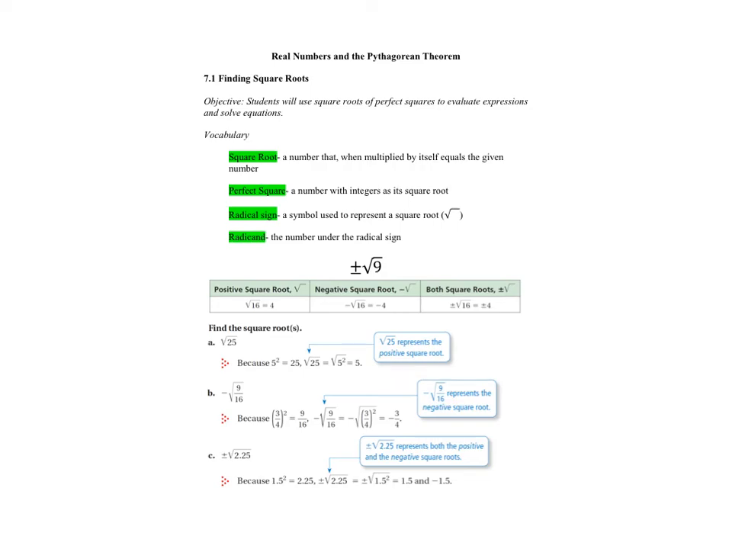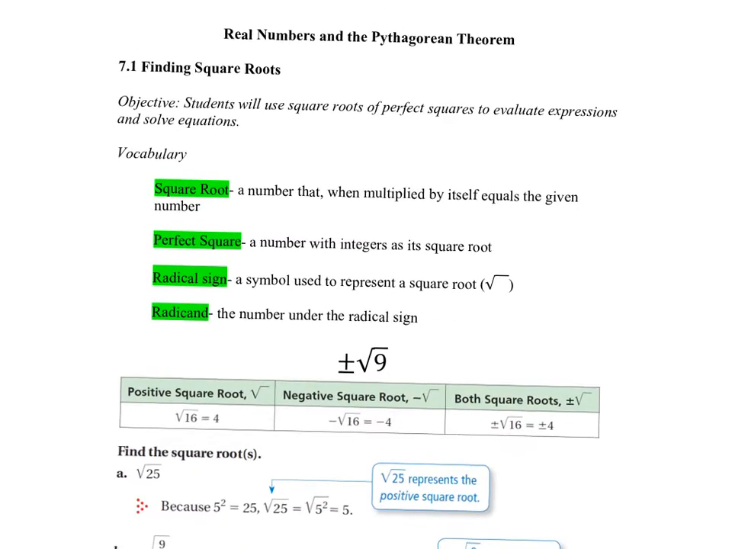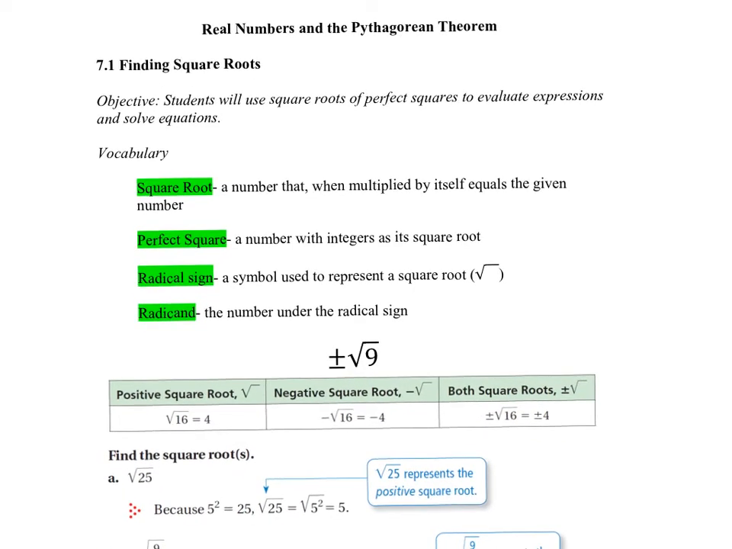Today's lesson is on finding square roots. A square root is a number that when multiplied by itself equals that given number. When you have a perfect square, it's a number with integers as its square root. So if you think about the number 25, 5 times 5 is 25. So that's considered a perfect square because 5 is an integer.